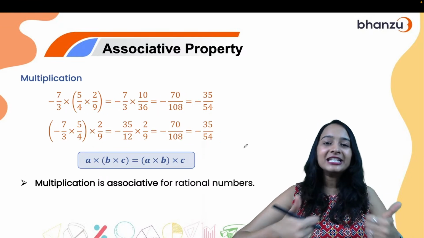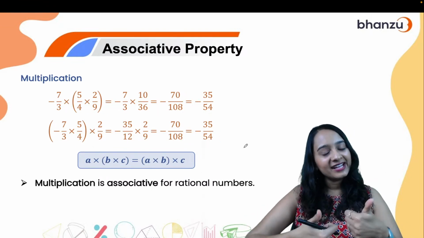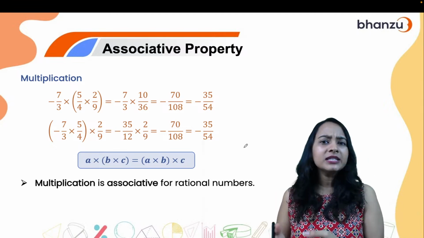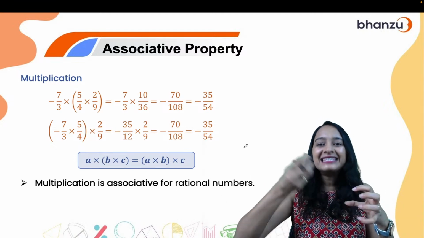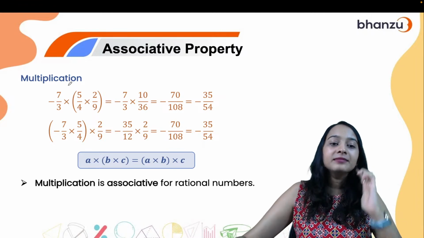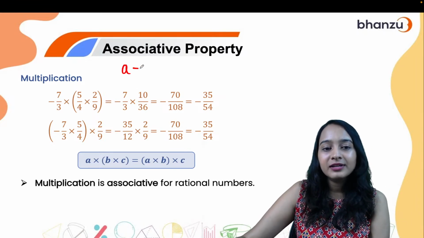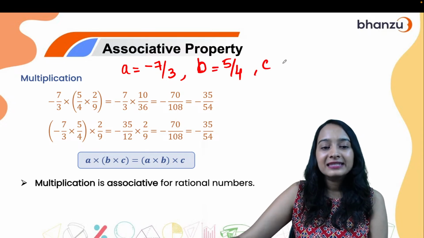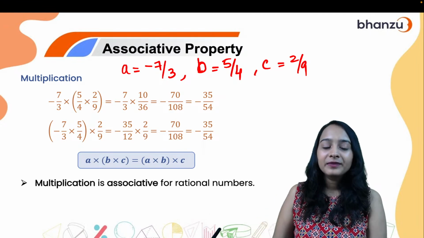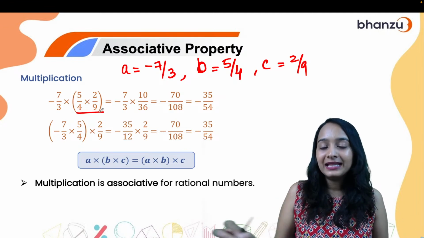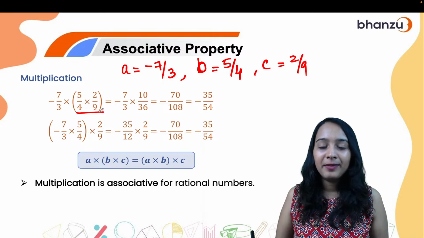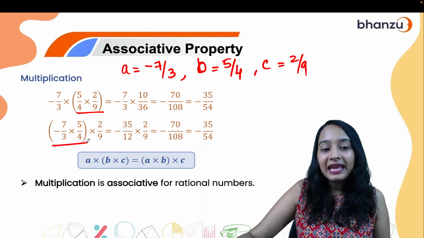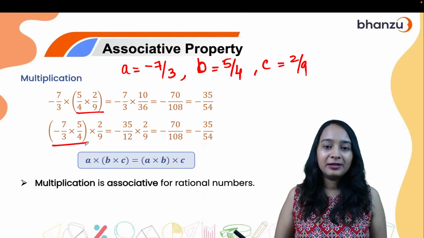And then multiplication, it's a thumbs up again. Commutative works, so associative also will work because it's just an extension here. So I am taking 3 rational numbers, A is minus 7 by 3, B is 5 by 4, and C is 2 by 9. I multiplied my B and C first and then multiplied my A. I multiplied A and B first and then multiplied my C.